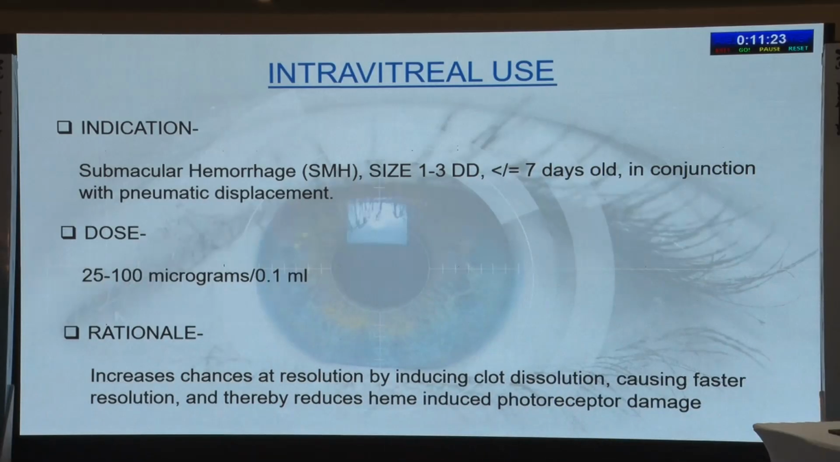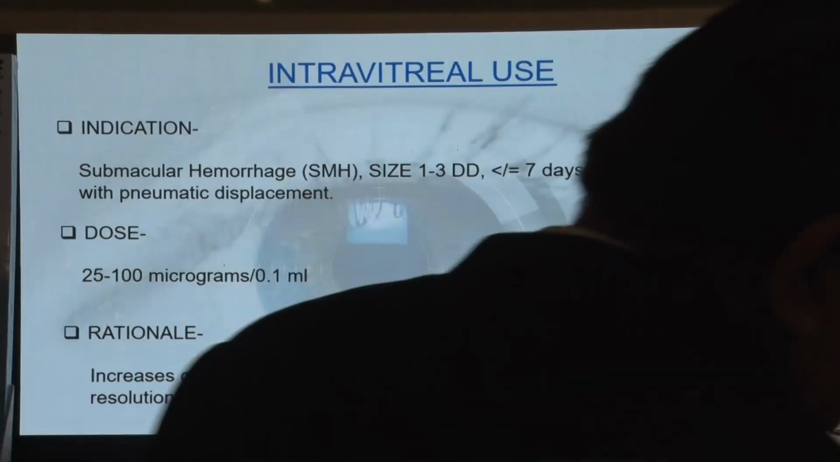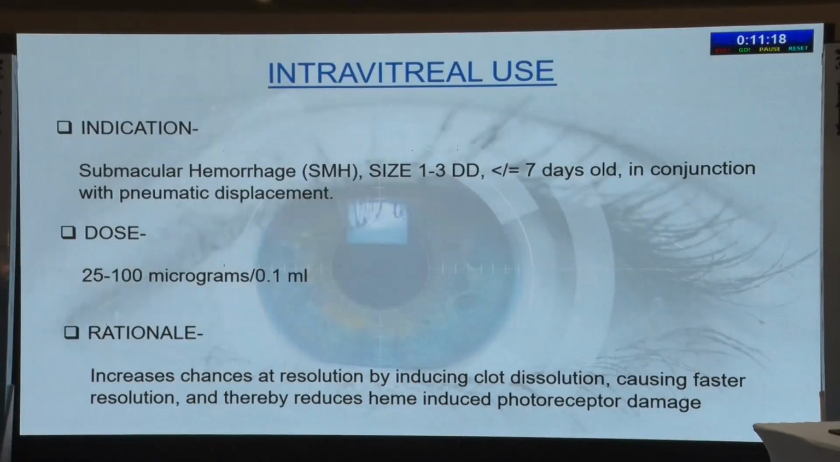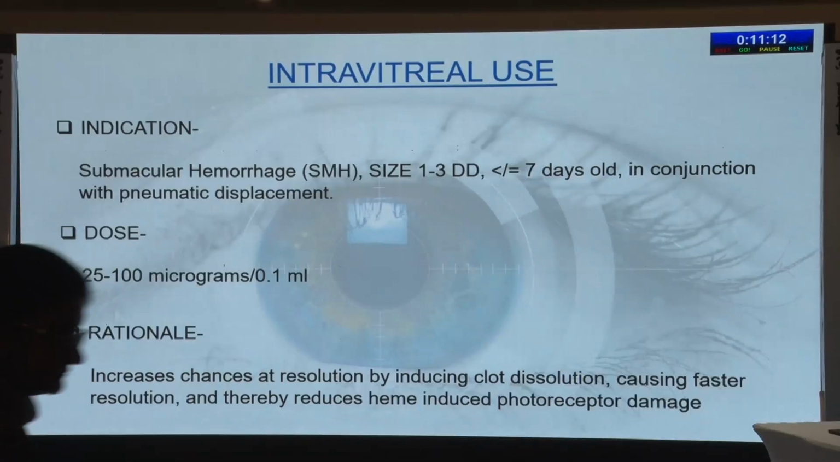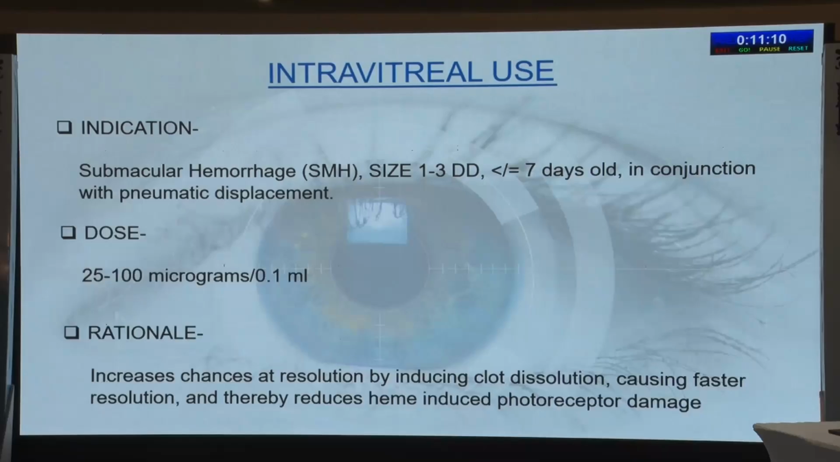So based on the study of Dr. Shubhendu Boral, he mentions 3 groups. So in my cohort, my indication of intravitreal use would be a size of submacular hemorrhage worth 1 to 3 disc diameters with less than or equal to 7 days old history, in conjunction of course with a pneumatic displacement.